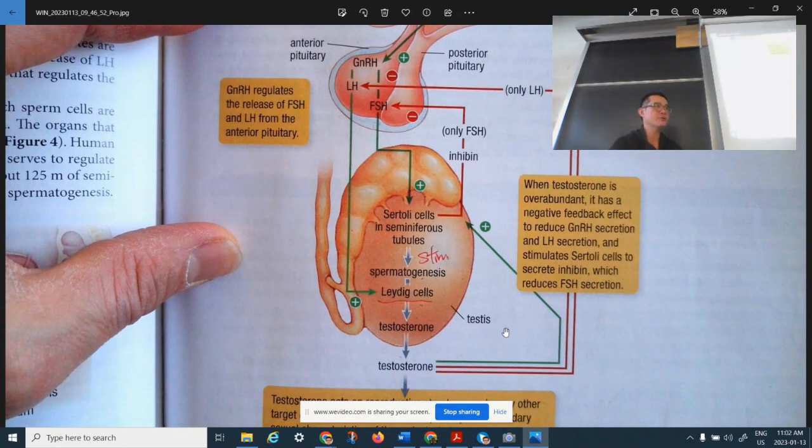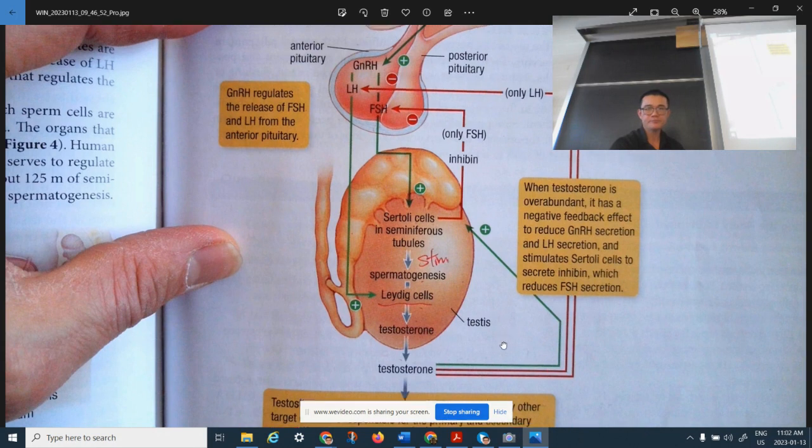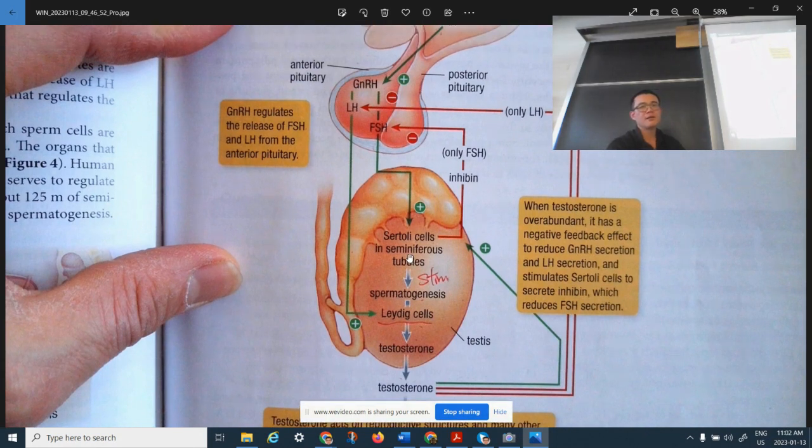In all biological systems, there is always a feedback loop. The Sertoli cells will make a hormone called inhibin. Inhibin will inhibit the release of FSH in the anterior pituitary gland, because you don't really need to make too much FSH. If too much is made, you don't want that, so you want to limit it, inhibit it.